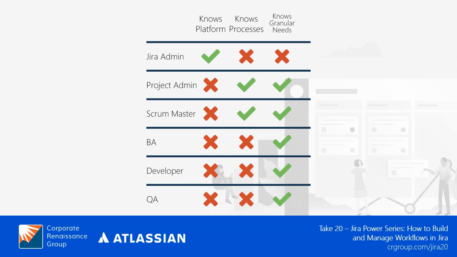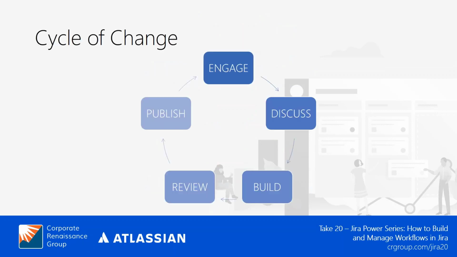A project admin may not be very well aware of the Jira platform, but he may know the processes in and out. So there are some gaps across different roles in the life cycle. That is something which we need to fill up and make those red crosses into greens to make a successful and usable workflow. That's why we propose the cycle of change.